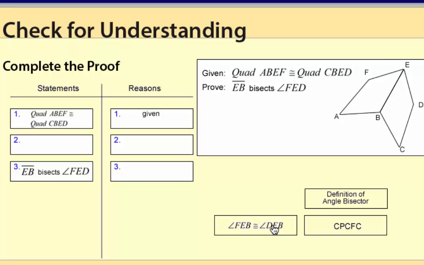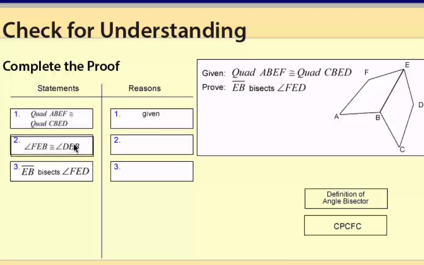The statement is this guy, angle FEB is congruent to angle DEB. Goes there. And angle FEB, that is this rotation here, and angle DEB, that's this rotation of segment DE here. So saying that these two angles are congruent, you're leading yourself to segment EB bisecting the big angle FED by saying these two smaller angles have the same measure or are congruent.